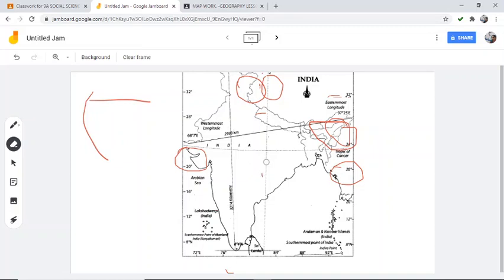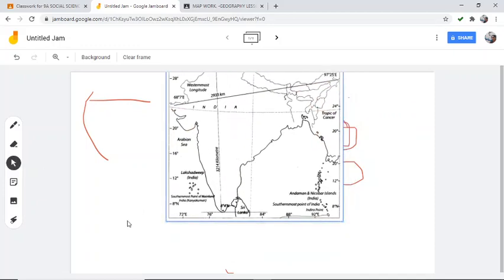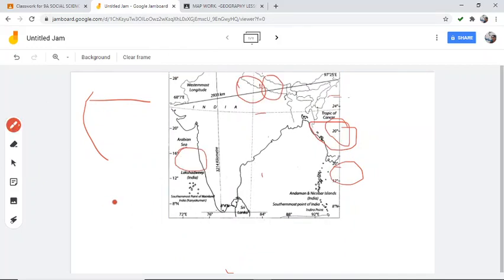In this lesson, another question was about Park Strait and Gulf of Mannar. So let's find out those areas also. Park Strait and Gulf of Mannar means the areas where, let me clear all those markings, then it will be more clear.